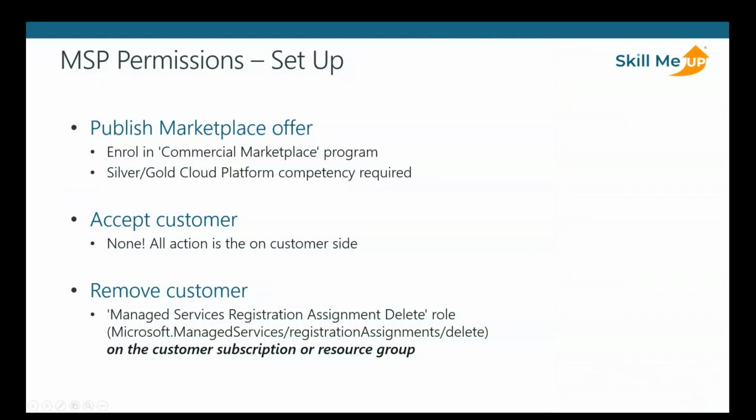Okay, so the MSP, in order to set this up in the marketplace, if they're going with the marketplace route, will need to enroll in the commercial marketplace program. Obviously, they'll need the appropriate permissions within their partner account to do the enrollment, and admin permissions. And also, they will need to be a silver or gold cloud platform partner. They'll need the silver or gold cloud platform competency in order to be accepted into the commercial marketplace program. So that is the first step, get enrolled in the program. And then, once you're in the marketplace, you'll be able to publish the offer that I showed you.